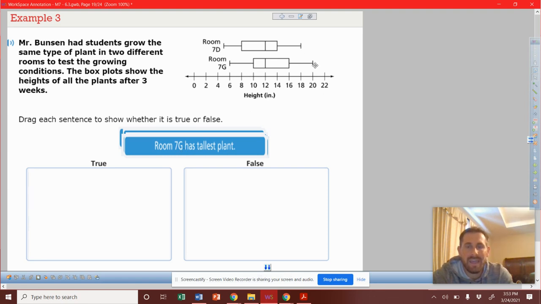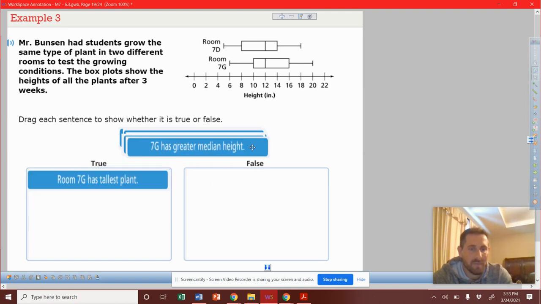So we know the end of our stem is the maximum. So 7G has a plant of 20 and 7D has a plant of 18. So that one is true. 7G ended up growing the tallest plant.